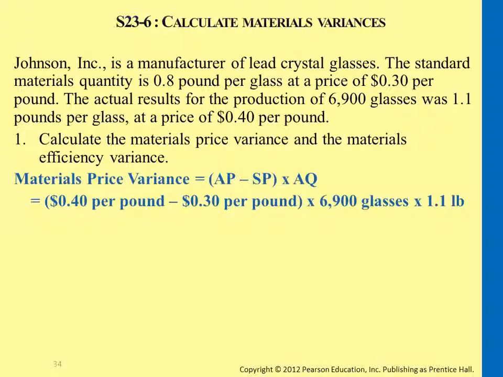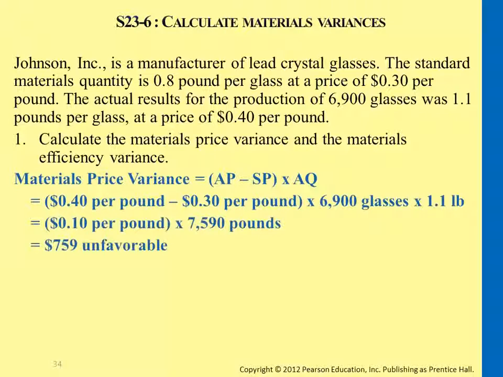So remember, for the flexible budget and actual budget, we're using the actual quantity that occurred. The one that uses the budgeted quantity is the static budget. So here, on both sides, we use 6,900 glasses, and the actual pounds we spent is 1.1, which we multiply by the price difference. So overall, you should get $759 unfavorable cost, because for each pound we spend on producing the glass, we spend an additional 10 cents.